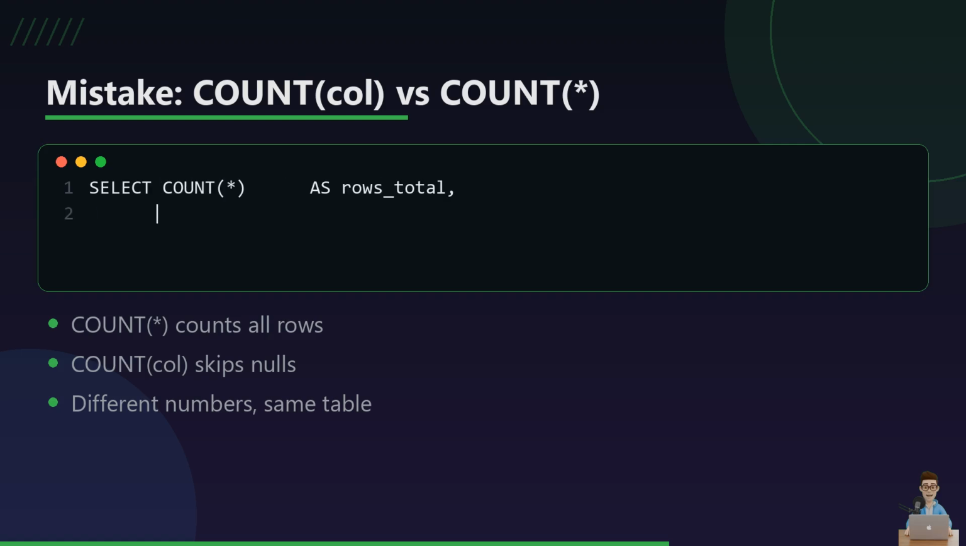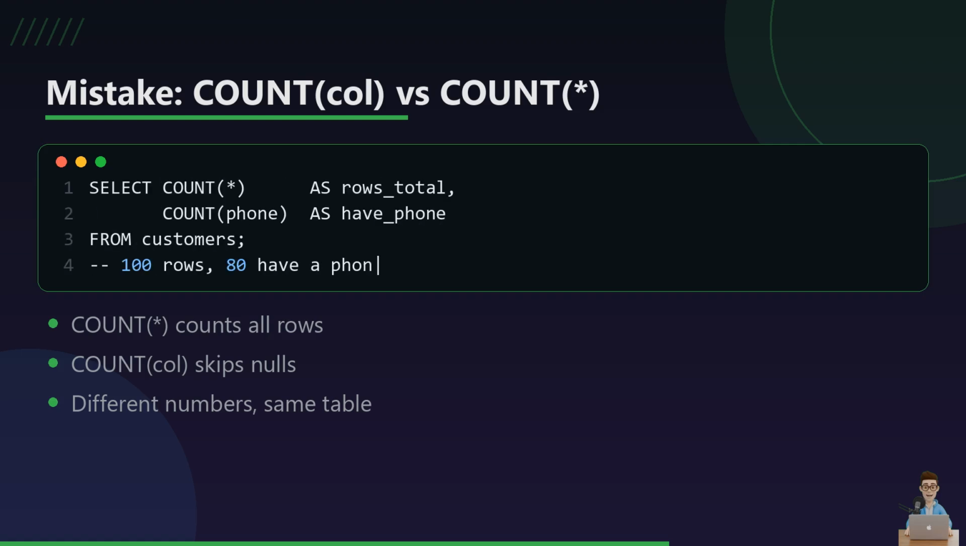People mix these two up constantly. COUNT(*) says 100 customers exist. COUNT of the phone column says 80 because 20 left it blank. Neither is wrong, they answer different questions. In short, star counts rows, a column counts the filled in values.